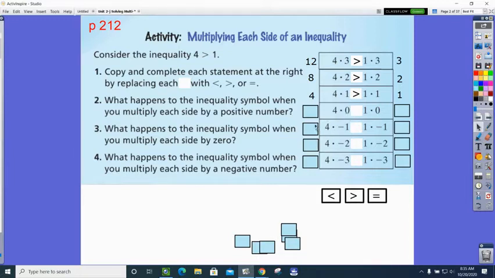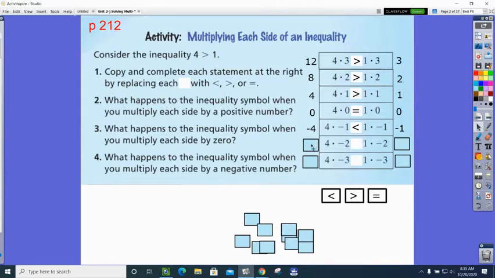When we take 4 times 0, I'm going to get 0 on the left, and 1 times 0 is going to give me 0 on the right, and something has just sort of changed, kind of like a tipping point. When I take 4 times -1, I'm going to get -4, and when I take 1 times -1, I'm going to get -1, and let's stop ourselves and think here. -4 is smaller than -1. Remember that the negatives go in the opposite direction. And we have just seen the inequality flip, switch.